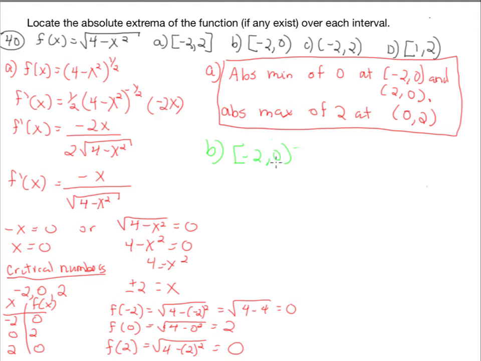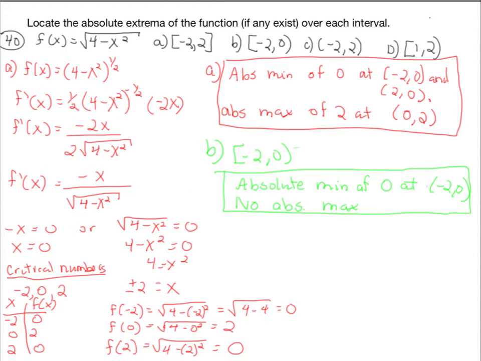For B, we have a semi-closed interval from negative 2 to 0, not including the 0. So in that case, we have an absolute minimum of 0 at the point (negative 2, 0), but there will be no absolute maximum since the x value 0 is not in the domain of the function.